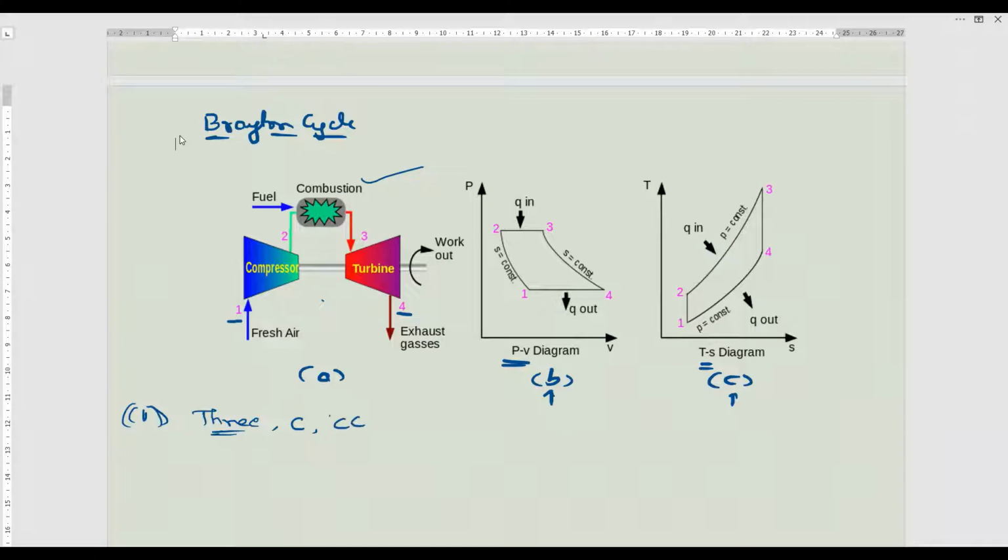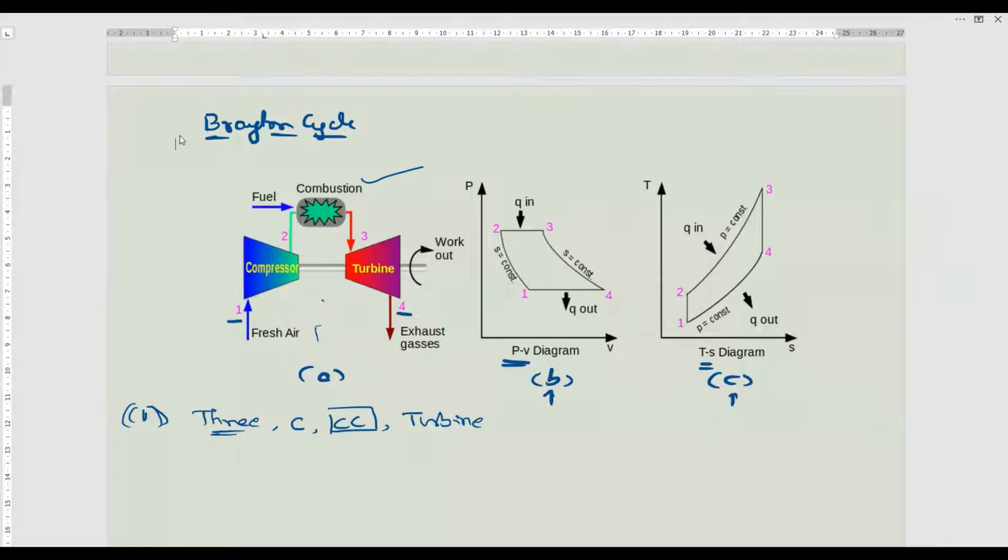First one is the compressor, second one is the combustion chamber, third one is the turbine. The combustion chamber is represented with CC. And if it is a closed cycle, one more component will be added, that is heat exchanger. So if it is a closed cycle gas power plant, then we will not call the second component a combustion chamber. We will call it heat exchanger 1, and one more will be heat exchanger 2. That is for the closed cycle gas power plant.